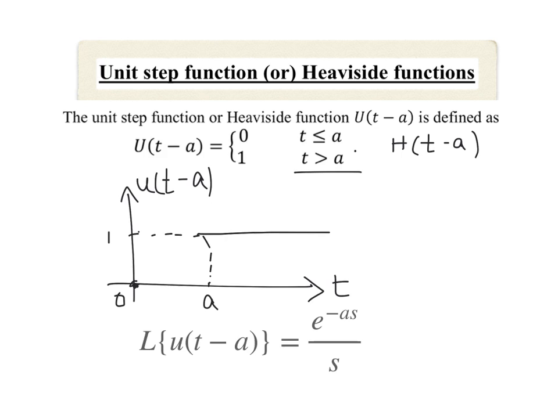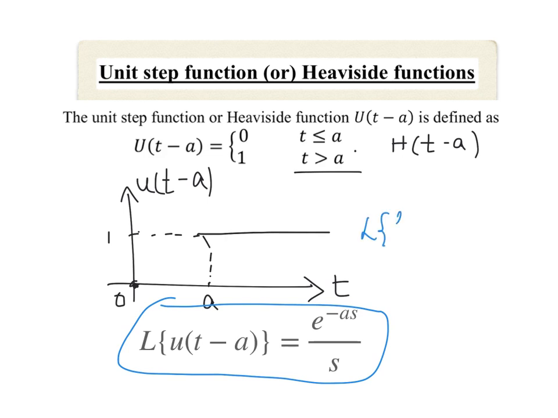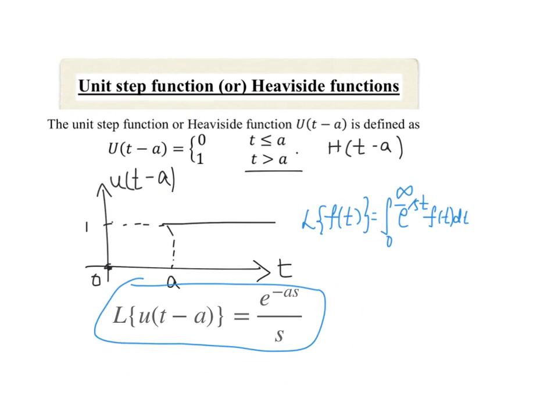We required Laplace transform of unit step function is what? The formula Laplace transform of unit step function is defined by e power minus as divided by s. So you can prove this using the definition of Laplace transform of f of t is integral 0 to infinity e power minus st f of t dt. By substituting, we have Laplace transform of u of t minus a. We have u of t minus a 0 for 0 to a. 0 to a, the integral becomes 0 because the value of unit step function is 0.